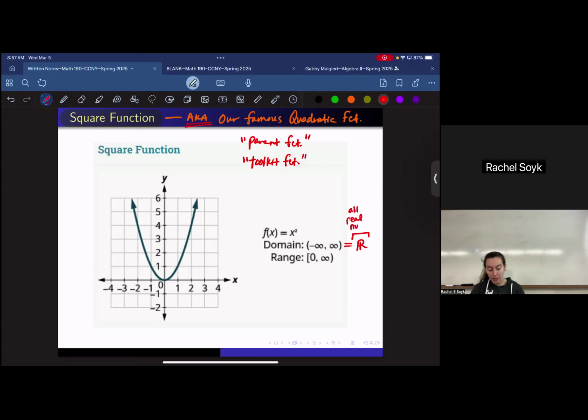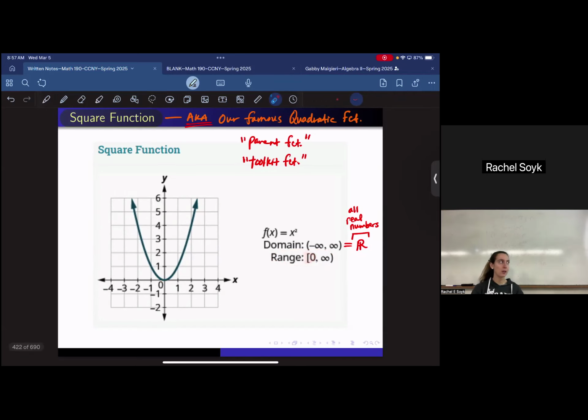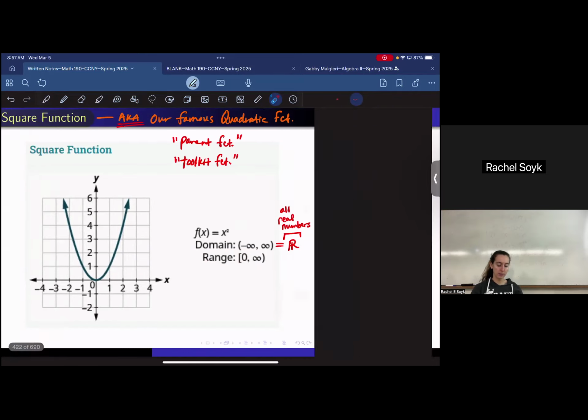This is just a way to identify all real numbers in math notation. If they don't ask you to specify, put in interval notation, you can write it as this and get full credit. I would say in this class, 99% of the time, they're going to ask you to put it into interval notation. And then the range is all of our possible y values. So the lowest y value we can have is 0, which is why we have a hard bracket. We're including that boundary, and then it shoots up to infinity.